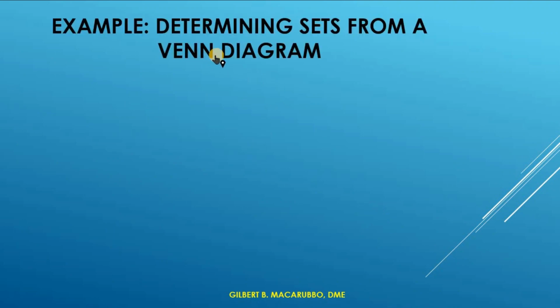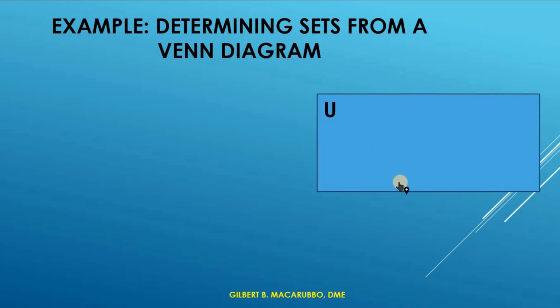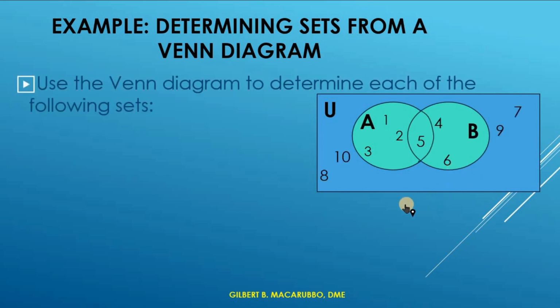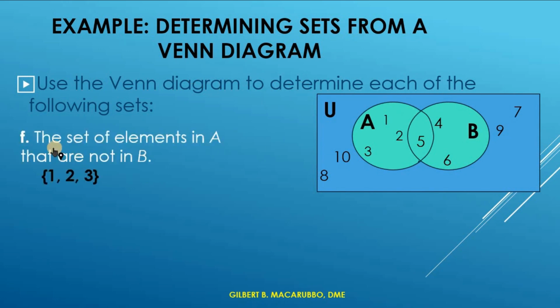Next example, determining sets from a Venn diagram. Again, so we have here another example of sets. Use the Venn diagram to determine each of the following sets. The set of elements in A that are not in B.